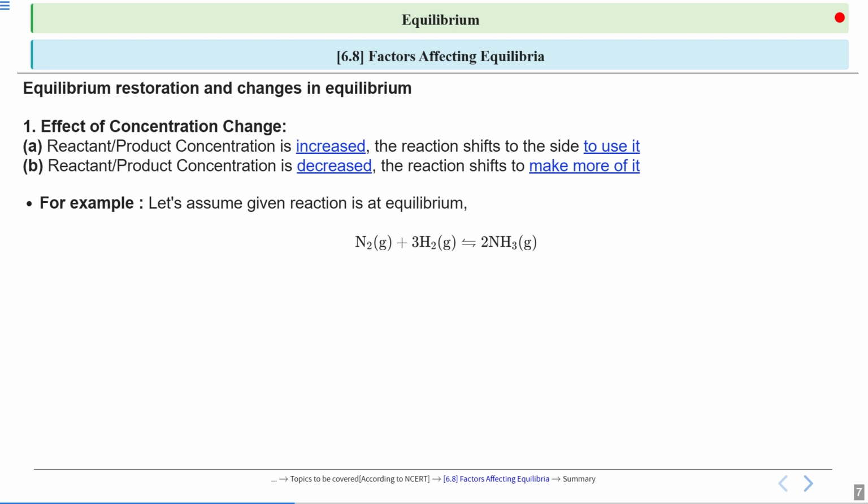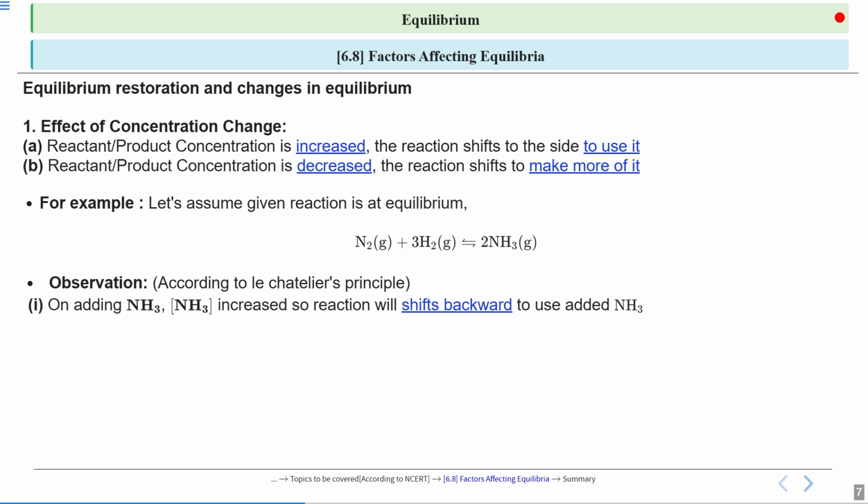Let us take an example for the same. Suppose we are seeing here the production of ammonia from nitrogen and dihydrogen. Suppose we take some observations. What are those observations? First is you are adding ammonia. Now if you add ammonia, the concentration of ammonia will increase, right? That means you have now more amount of product. Now to counteract this increased amount of product, the reaction will shift backward. And if you shift backward, it will use the ammonia that you have added.